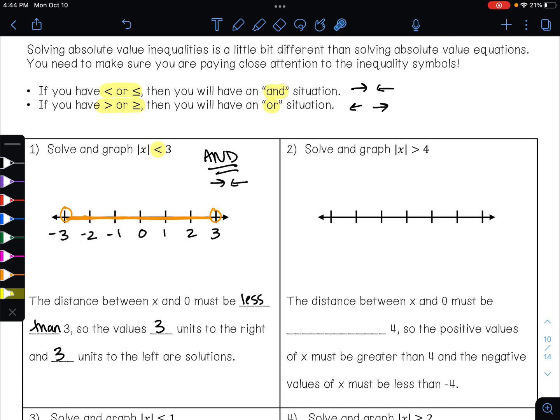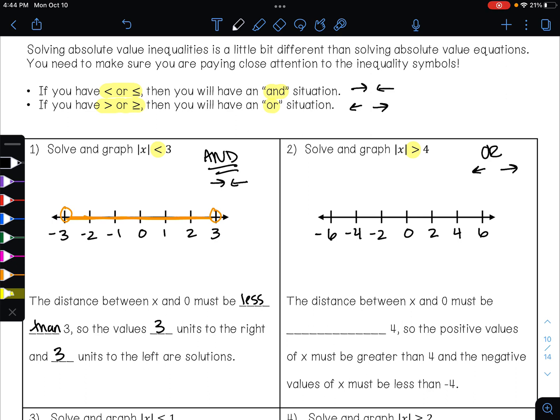Let's look at example 2. It says solve and graph the absolute value of x is greater than 4. So here I have greater than, and greater than means that I'm going to have an or situation. And so they're going to be going in opposite directions. So let me go by 2's here. So -6, -4, -2, 0, 2, 4, and 6.